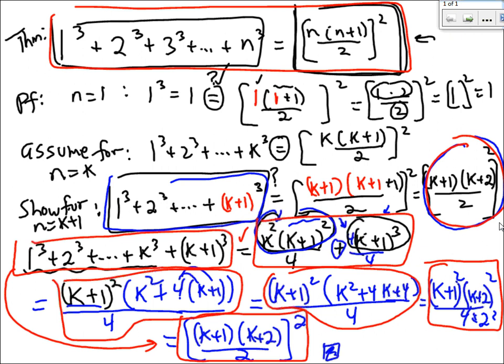Now you have a nice rule to know how to add up the first cubes, or the cubes of the first integers. 1 cube plus 3 cube up to whatever cube you want.